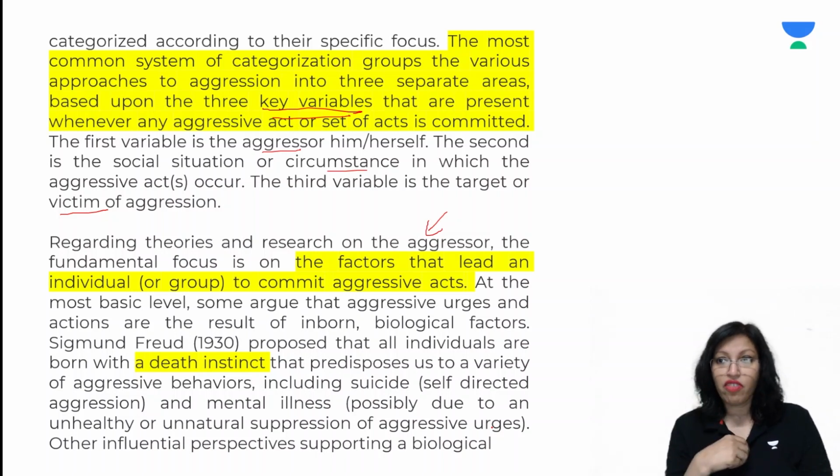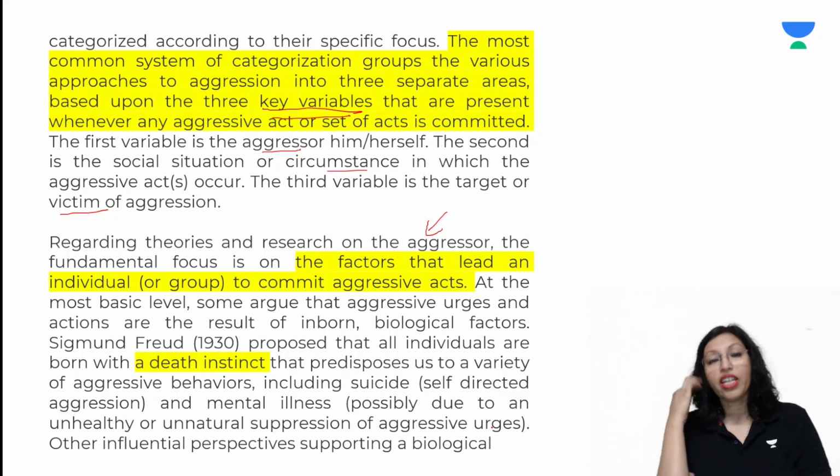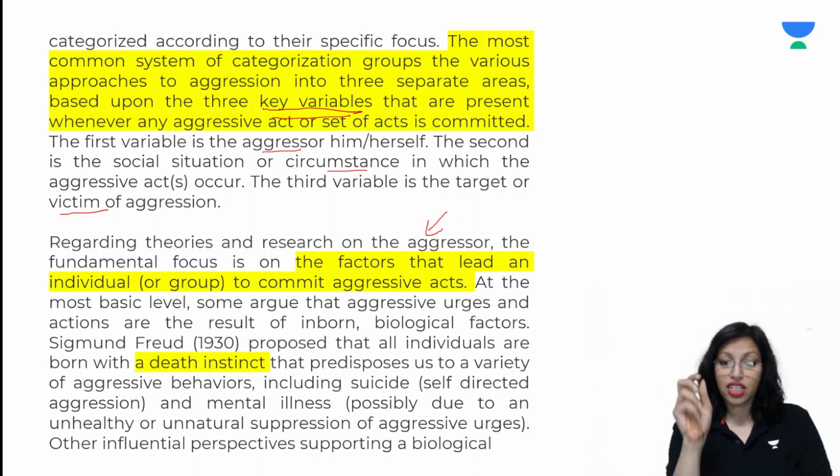So therefore that's one of the reasons why we are aggressive. Sometimes that aggression is self-directed and therefore it becomes suicide. Sometimes you do not reveal your aggressive urges and therefore you go crazy. So that can also be mental illness. So Freud says that everyone has a death instinct and that causes you to have these aggressive behaviors.